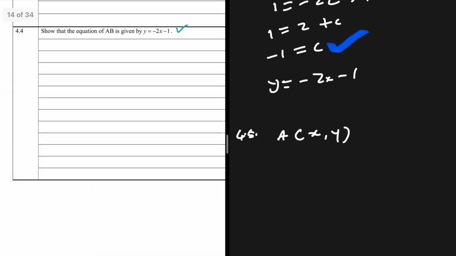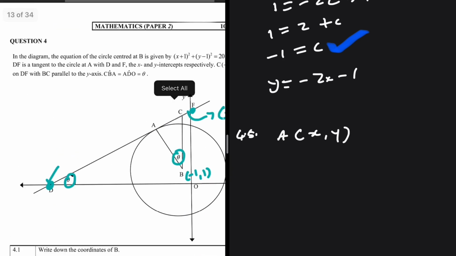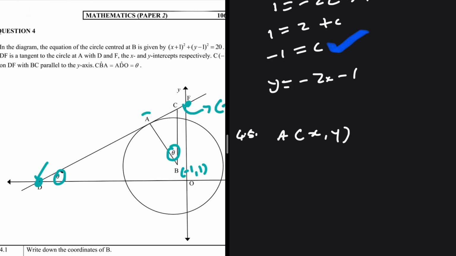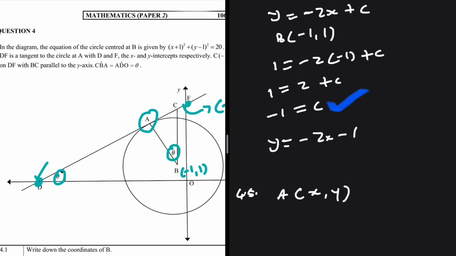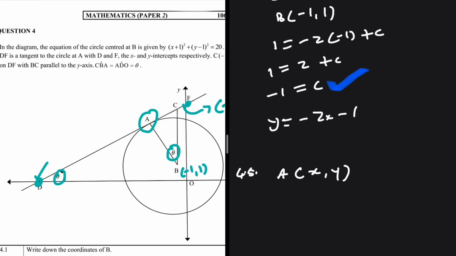Let's take a look at our diagram. So it's A. A is right here on the circumference of our circle. So what is special about A? Well, using what we used when we moved from 4.3 to 4.4, let's see if we can do the same thing here. We have the equation right here.